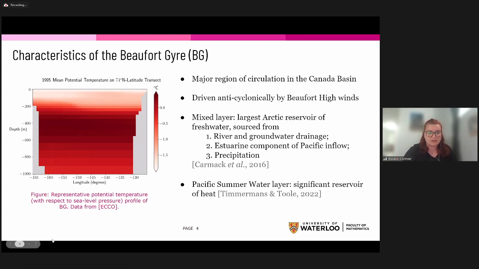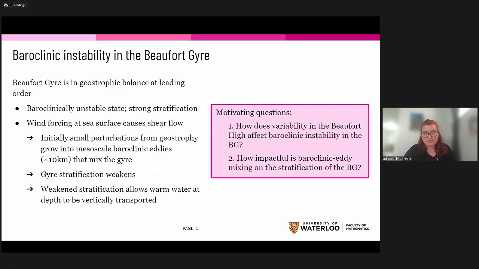So as you can see in the figure on the left here, at about 400, 500 meters depth, the potential temperature of that water is very warm. Because it's overlaid by a large layer of freshwater, the warm water tends to stay at depth. That said, the Beaufort Gyre is in geostrophic balance at leading order, and this is a baroclinically unstable state. So one implication of that baroclinic instability is that we tend to have that strong stratification.